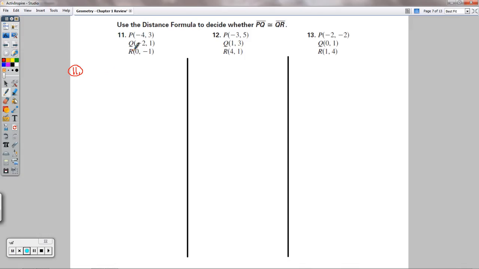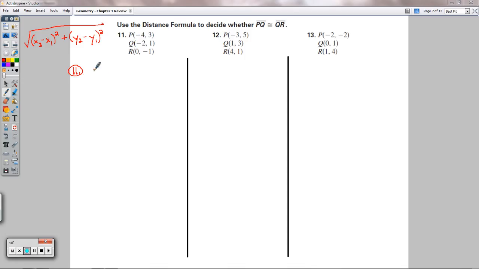So PQ, is it congruent to QR? So the distance formula was this again. It's the difference of the x values squared plus the difference in the y values squared. It's the square root of all of that.